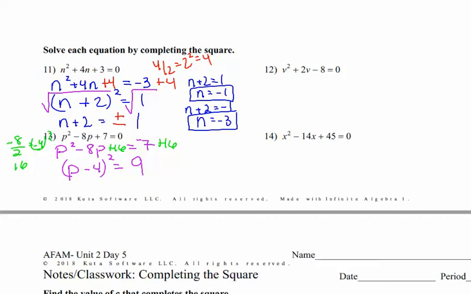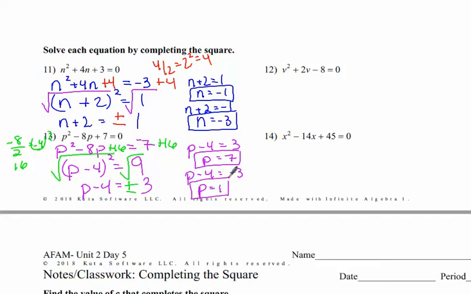So once it equals 9, what do I do to both sides? I have to take the square root. When I take the square root, I get a plus or minus. And I'm left with p minus 4 equals plus or minus 3. So I have 2 equations. P minus 4 equals 3, and p minus 4 equals negative 3. I add 4 to both sides, p equals 7. Add 4 to both sides, p equals 1. Yep. So I want you guys to go ahead and try number 12 and 14 real quick.